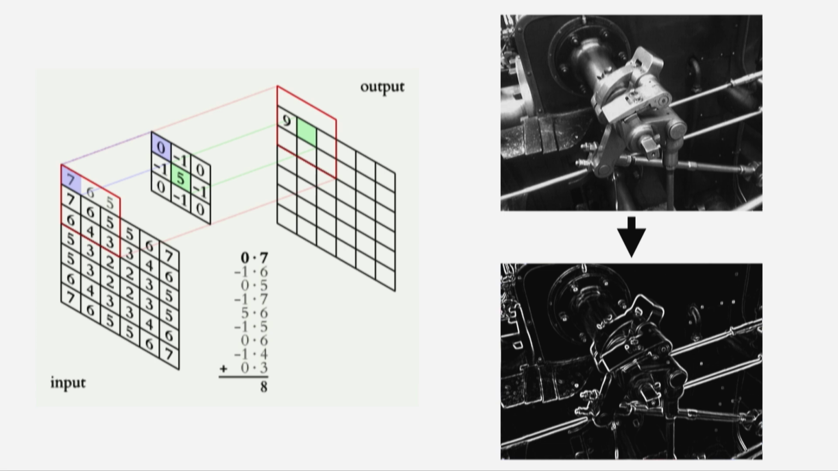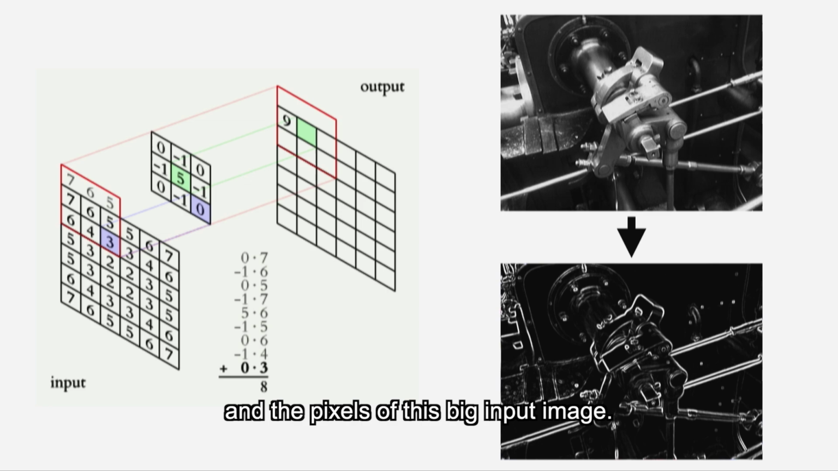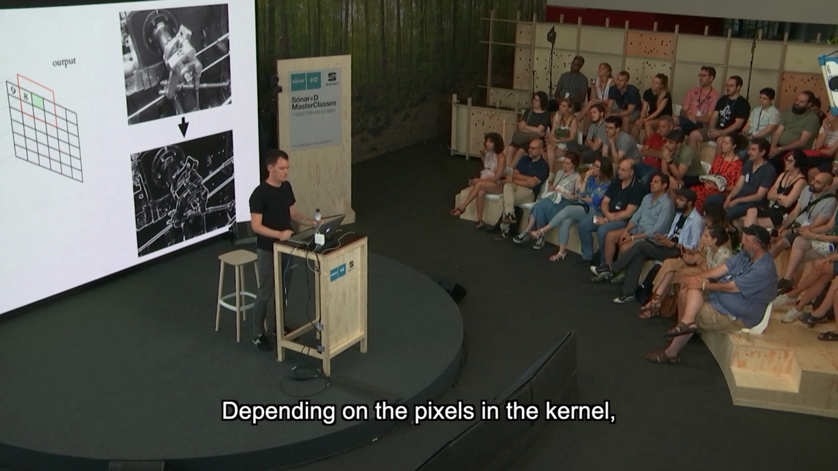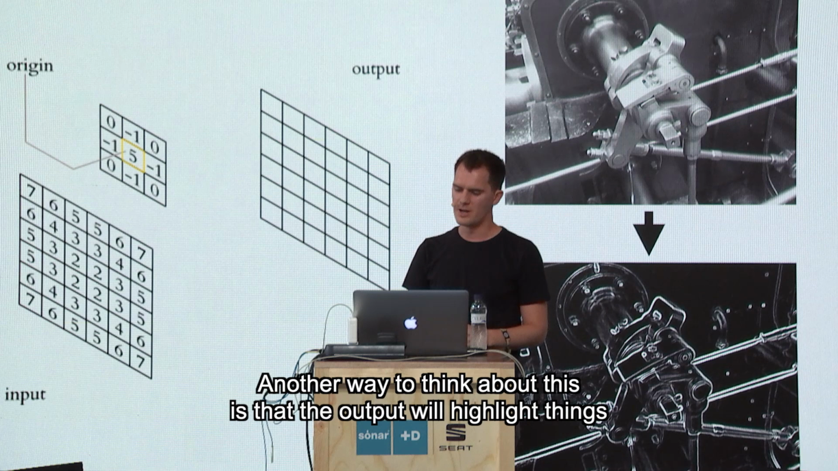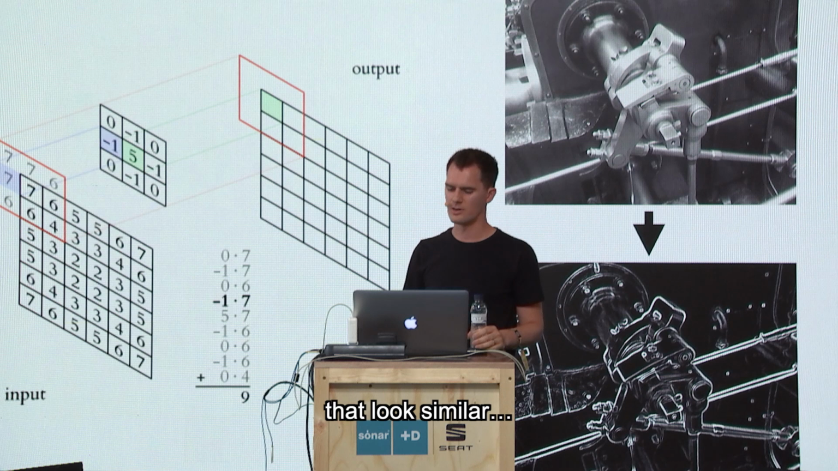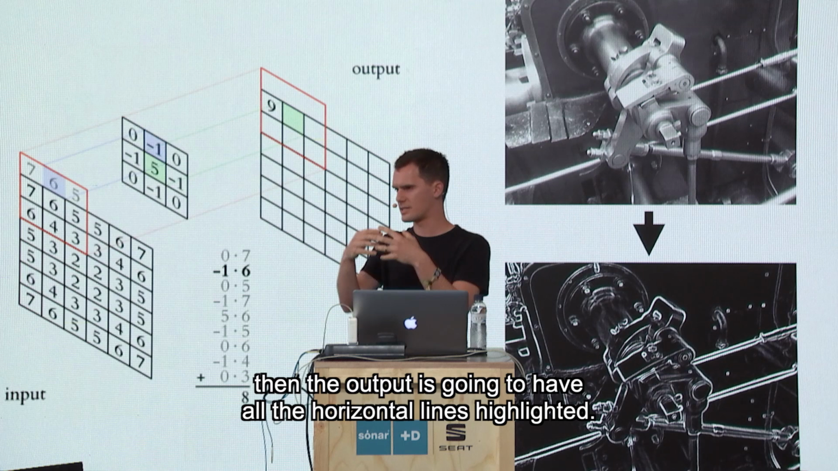Instead of just sliding a window like this, we slide it across the whole image. This means finding the overlap between the pixels of this small kernel and the pixels of this big input image. Depending on the pixels in the kernel, the output could be a blurred version of the input, or a version where the edges are highlighted, or something else. Another way to think about this is that the output will highlight things that look similar to the kernel. So if the kernel's a horizontal line, then the output is going to have all the horizontal lines highlighted.